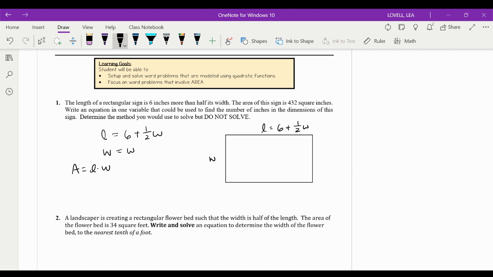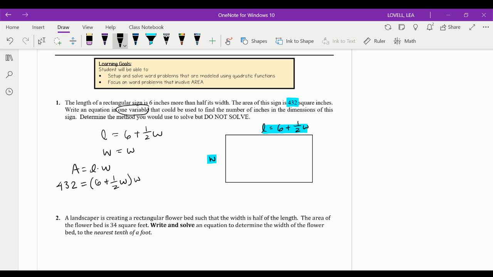So we are going to substitute all the information that they have given us from the problem into our little setup here. So they tell us that the area is 432, so we're going to put 432 where we see the area. We know that the length is this guy right here, so we're going to substitute that into our formula. We have 6 plus 1/2 W times the W, which is just W. So now we have an equation in one variable, in terms of W, that we could use to find the number of inches in the dimensions of the sign.